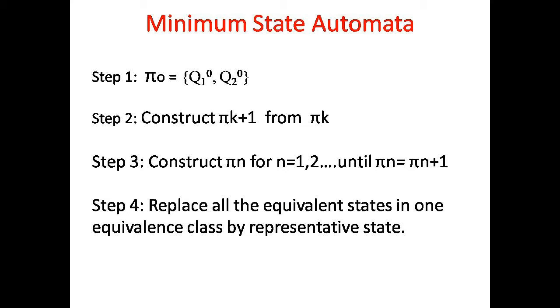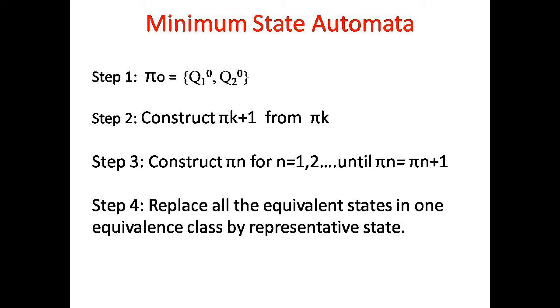Let Qi^k be any subset in pi k. If Q1 and Q2 are in Qi^k, they are k+1 equivalent, provided delta(Q1, A) and delta(Q2, A) are k equivalent. Find out whether delta(Q1, A) and delta(Q2, A) reside in the same equivalence class of pi k. Then it is said that Q1 and Q2 are k+1 equivalent.